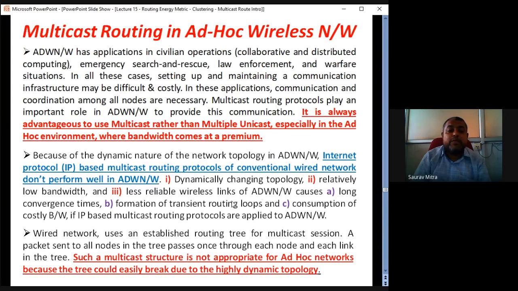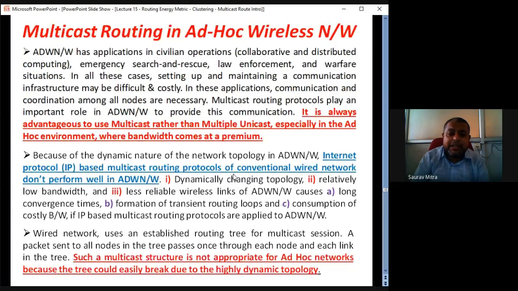They cause problems of higher convergence time, formation of transient routing loops, meaning the same data keeps on looping in a network. It doesn't go to the receiver. It starts at one point and again comes back to the same point. That is called looping. And there is consumption of costly bandwidth if IP-based multicast routing is applied to ad hoc networks.